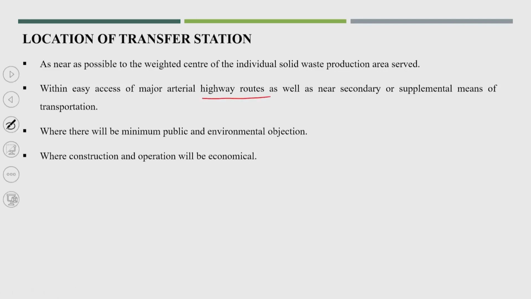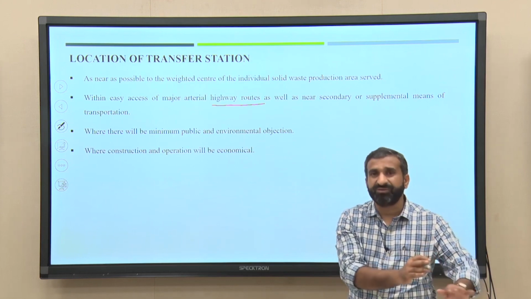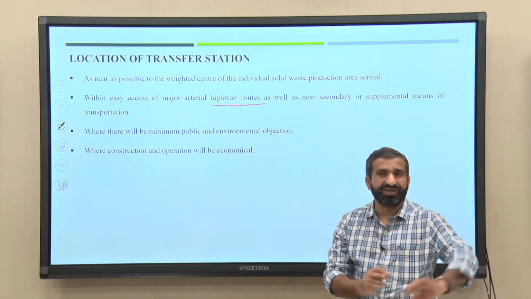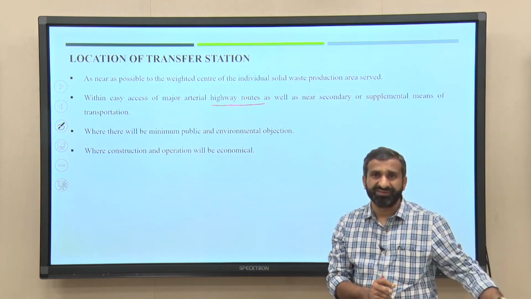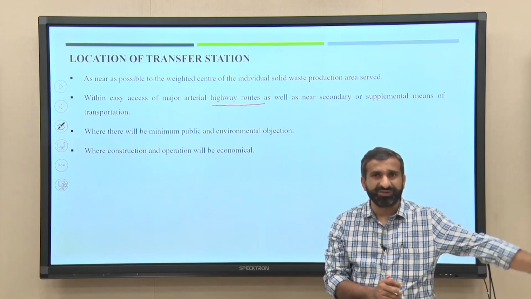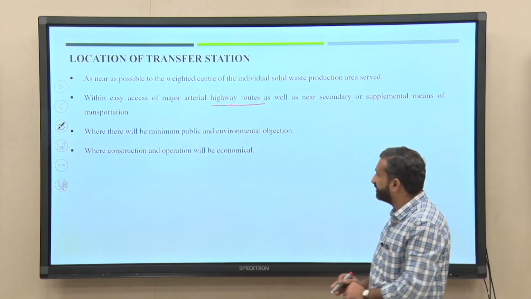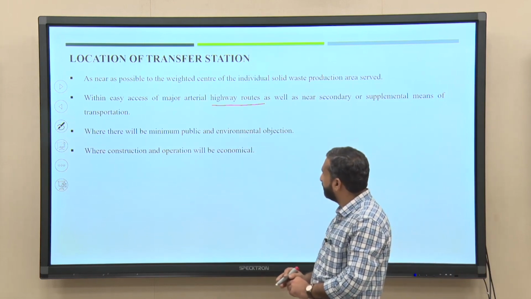accessible. Finding such a location is somewhat difficult, because it should be very close to the residential area, and also easily reachable to the highways, because larger vehicles will be used. So, it should be close to the highways, so that the larger vehicle can easily transport the waste, or the waste could be hauled to the disposal site, and there will be minimum public and environmental objection.